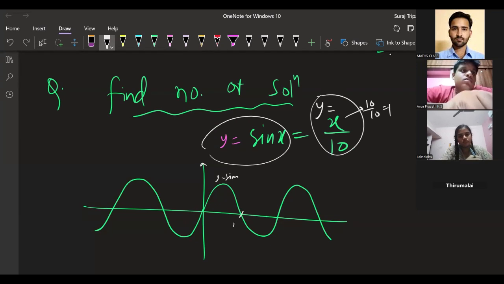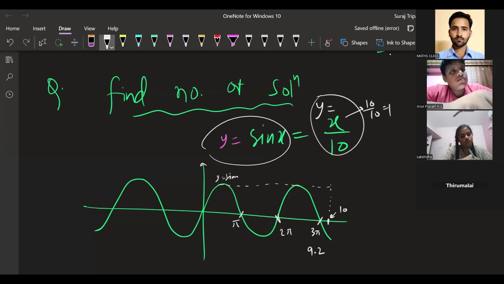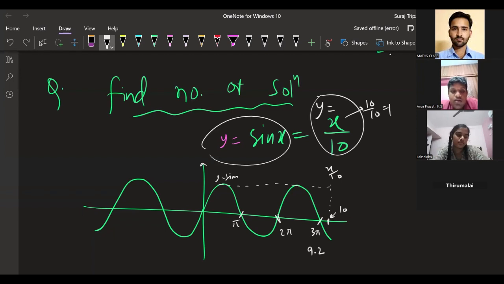So this point is pi, this point is 2 pi, this point is 3 pi, 3 pi comma 0. So 3 pi is 9 point something, 9.2 something, because pi is 3.14, and 3.14 into 3 is 9.2 something. This point somewhere here, this will be 10. So if I am taking x equals to 10, value of the function, that is x by 10, will be equal to 1. So that means graph will pass through this point.